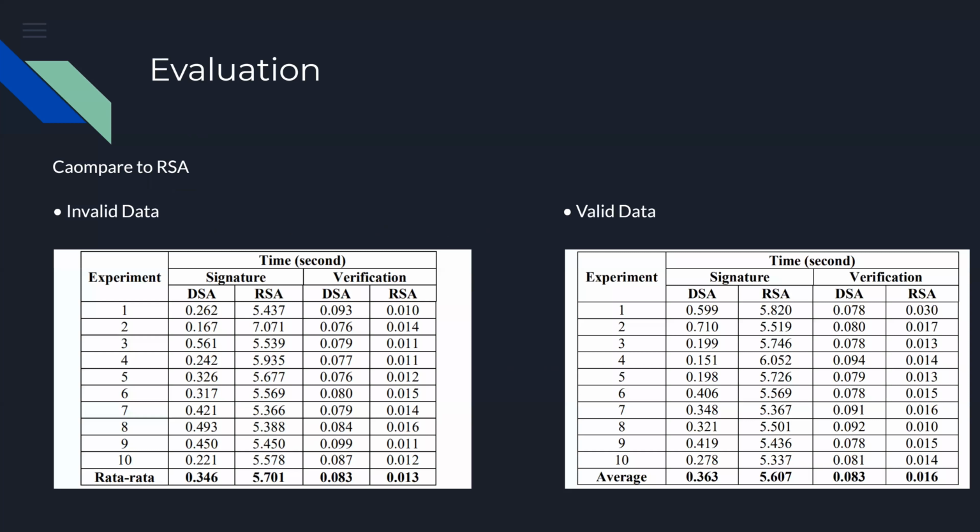Okay, let's focus on the evaluation part. Compared to RSA, whether the receiver receives invalid data or valid data, the DSA has advantages on the signature part. Okay, that's all of our topic.